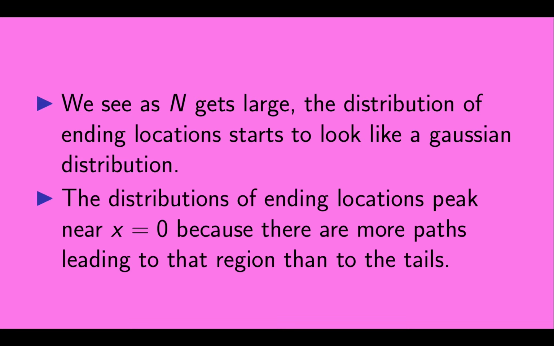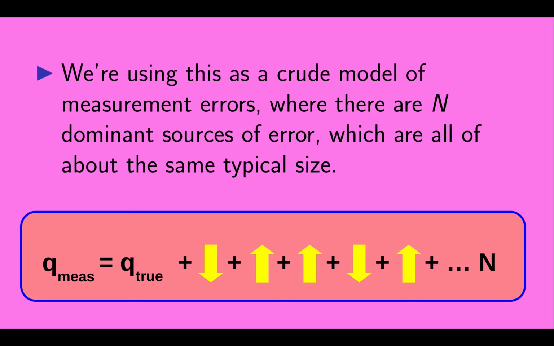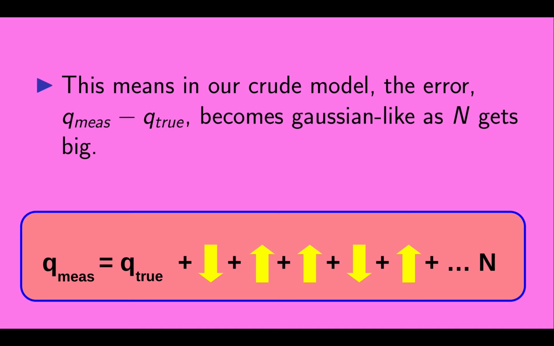Okay, let's give a quick summary. We see that as the number of steps n gets large, the distribution of ending locations of the ball starts to look like a Gaussian distribution. The distributions of ending locations peak near x equals 0 because there are more paths leading to that region than to the tails. We're using this as a crude model of measurement errors, where there are n dominant sources of error, which are all of about the same typical size. This means that in our crude model, the error Q measured minus Q true becomes Gaussian-like as n gets big.